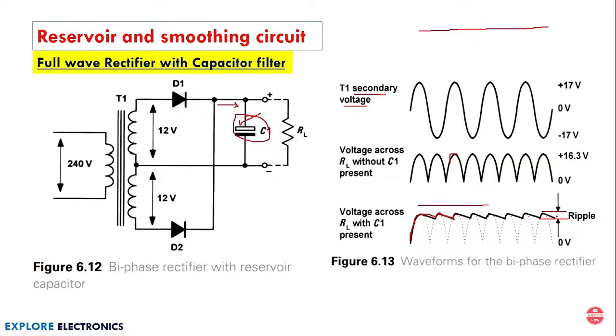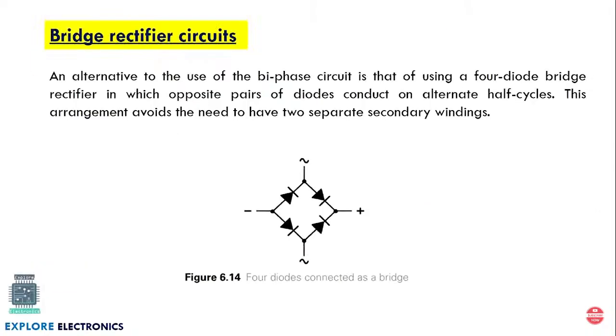That's why we can connect one more capacitor and resistor arrangement as a filter circuit. As we discussed in the half wave rectifier, the same kind of arrangement we can make here also. This is a full wave rectifier circuit. Next we will have a bridge rectifier circuit. Bridge rectifier is again a full wave rectifier.